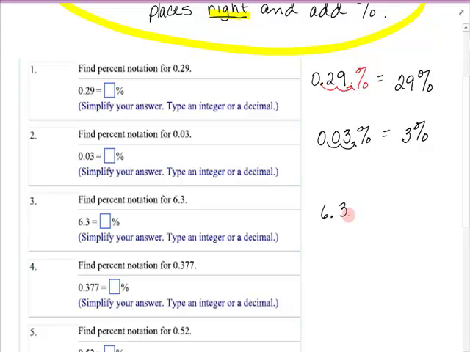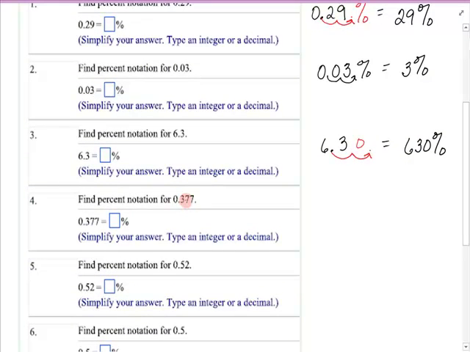All right, 6.3. To change it to a percent, we will go 1, 2 places to the right, dropping the decimal point. We will have to add in a 0, and this will be 630%. Numbers that are greater than 1 turn into percents that are over 100.